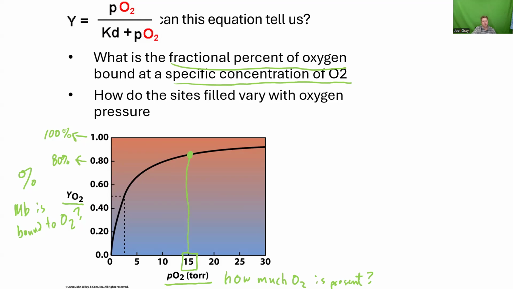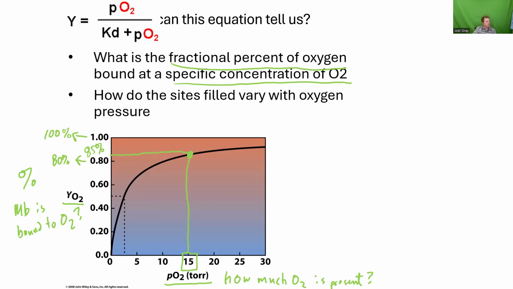Okay, I find the coordinate. I go straight up from 15, and then I go straight over, and I'd look at that and say, okay, approximately, I'm going to call that 85%. So 85% of our binding sites are occupied at 15 torr.